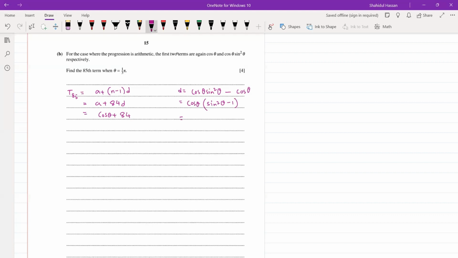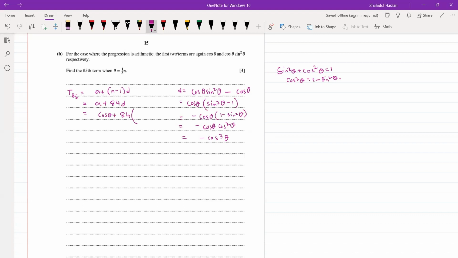We can take a minus common here and write it as 1 minus sine square theta. In that case, 1 minus sine square theta will be equal to cos square theta, and this simplifies to minus cos cubed theta. Please recall that sine square theta plus cos square theta is equal to 1, so cos square theta is equal to 1 minus sine square theta. So we have the common difference now.